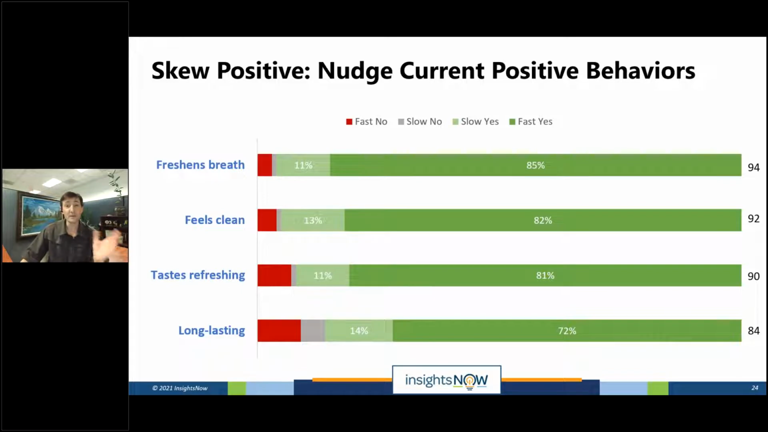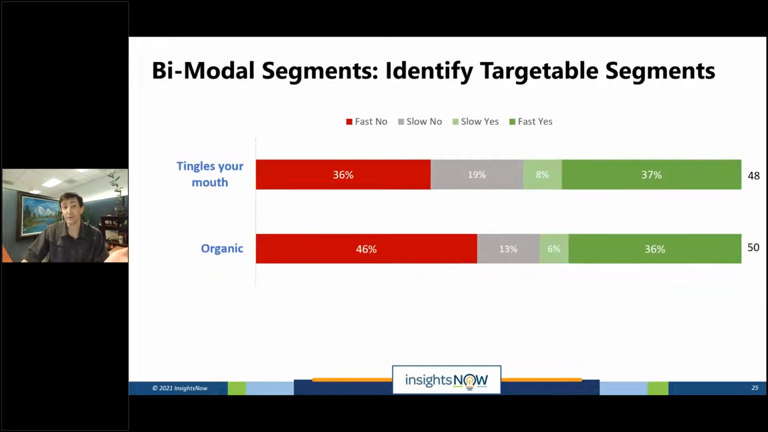Now, another pattern is bimodal. Just because it doesn't score really high on the overall score doesn't mean it's not valuable, because if it's bimodal, that just means you can have a group of people who are really wanting it and a group of people who absolutely don't want it. So in this case, it was really interesting.